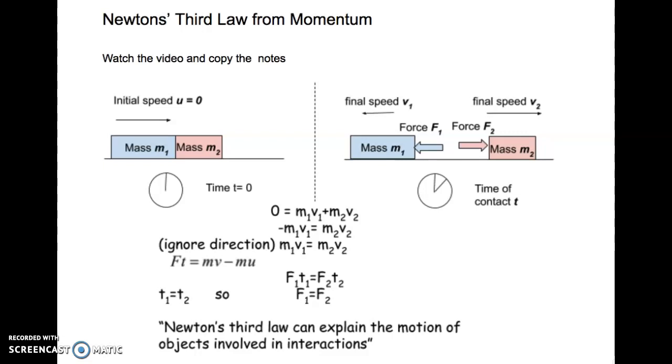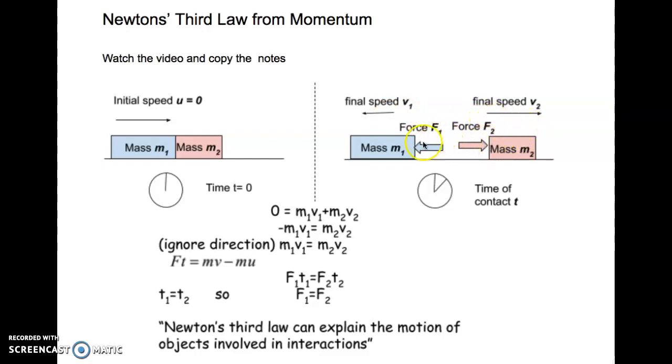Very briefly, this is just looking at Newton's third law from momentum in an explosions demonstration. So here you've got two objects, different masses, mass 1 slightly larger, mass 2 maybe smaller, both at rest, as has been the case with what you've just seen there, and then after a particular time of contact they explode apart, with the final speed for mass 1 being v1 to the left, final speed for v2 to the right.